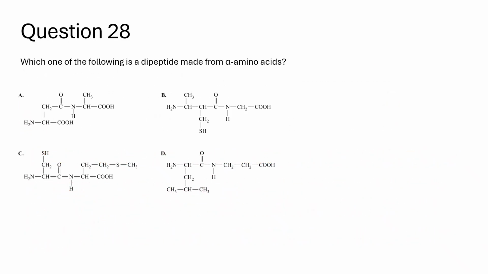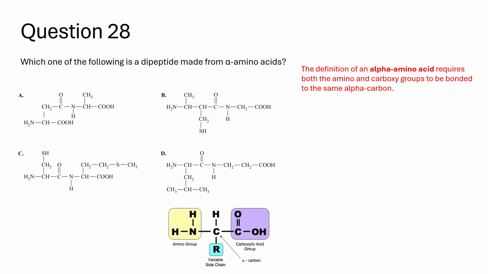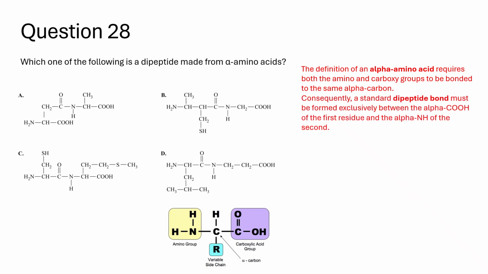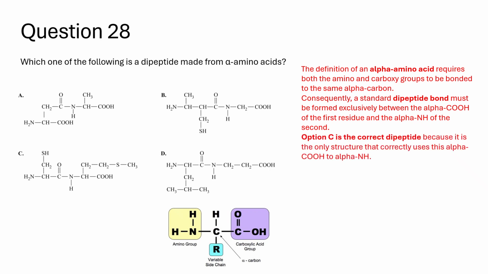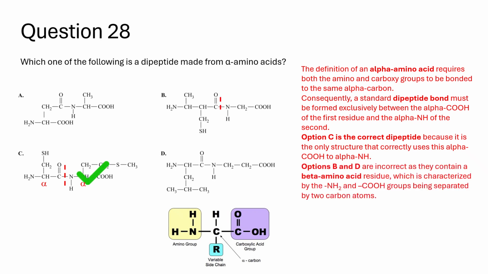The definition of an alpha-amino acid requires both the amino and carboxy groups to be bonded to the same alpha carbon. Consequently, a standard dipeptide bond must be formed exclusively between the alpha COOH of the first residue and the alpha NH of the second. Option C is the correct dipeptide because it is the only structure that correctly uses this alpha COOH to alpha NH. Options B and D are incorrect, as they contain a beta amino acid residue, which is characterized by the NH2 and COOH groups being separated by two carbon atoms.